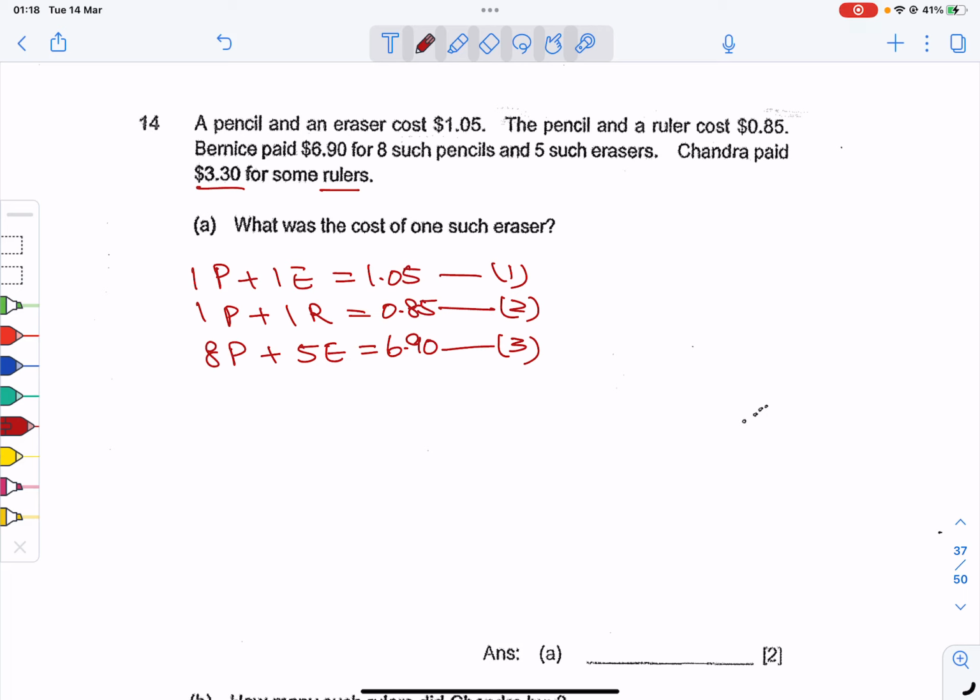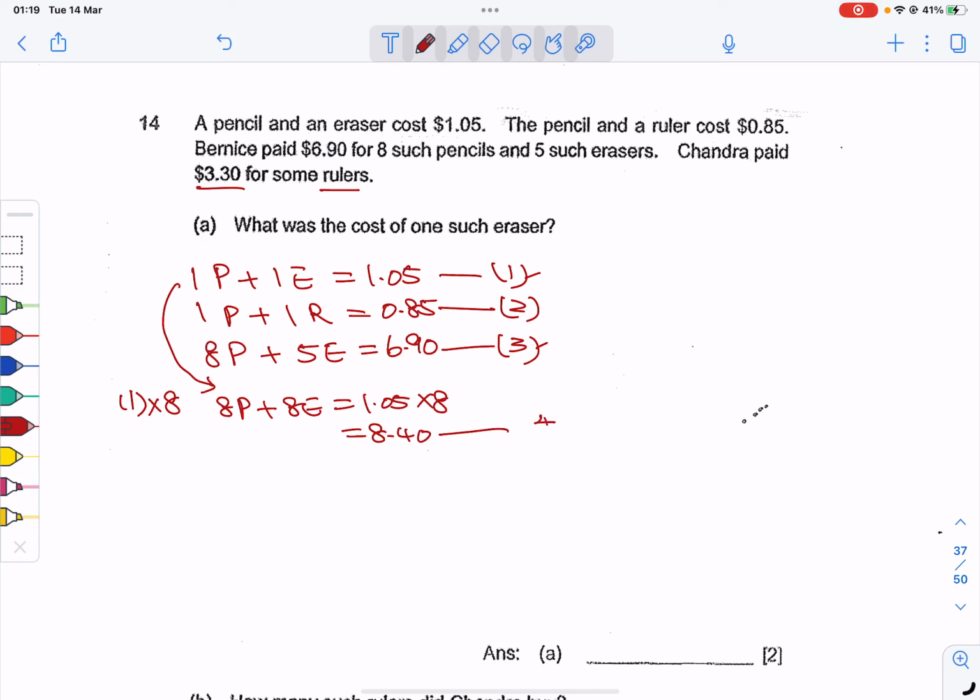Look at eraser. Statement number 1 and number 3 have similar items. So since we are looking for eraser, we'll make the pencil the same. So we'll take statement 1 times 8. So 8 pencils and 8 erasers is 1.05 times 8. That will give us $8.40.